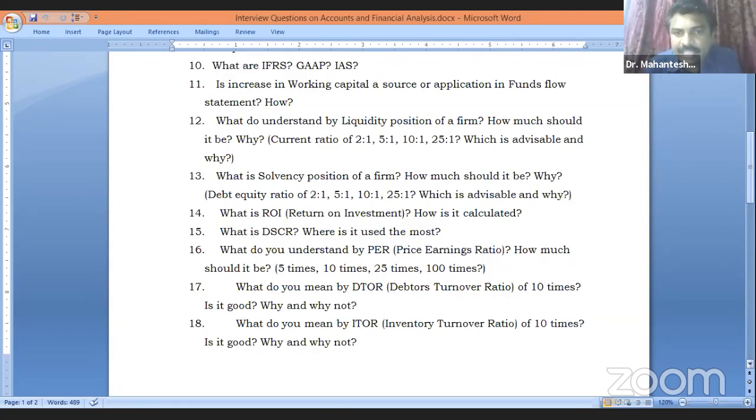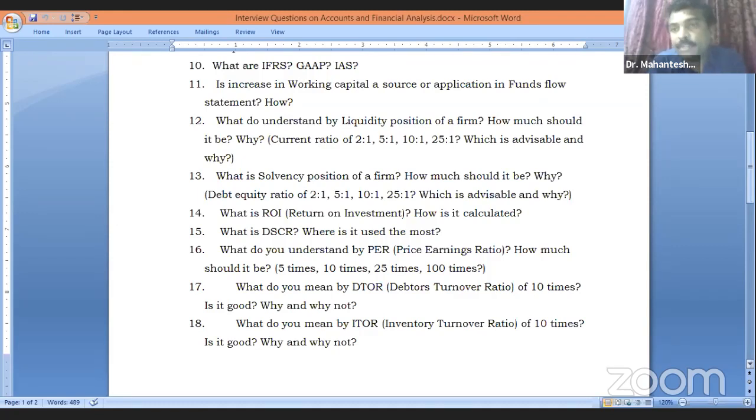What do you understand by PER? Price earning ratio is a ratio that explains the market responsiveness. The formula for calculation of price earning ratio is market price per share, equity share, divided by EPS, that is earnings per share. How much should it be? 5, 10, 25, 100 times, the question is there.